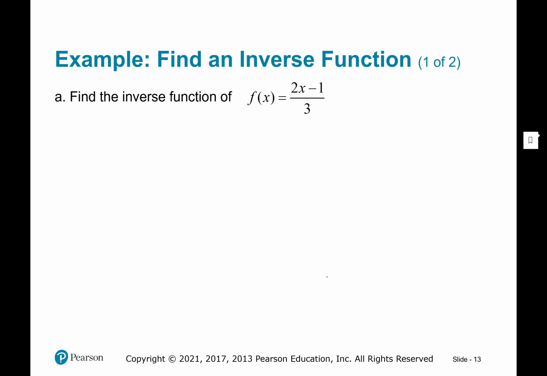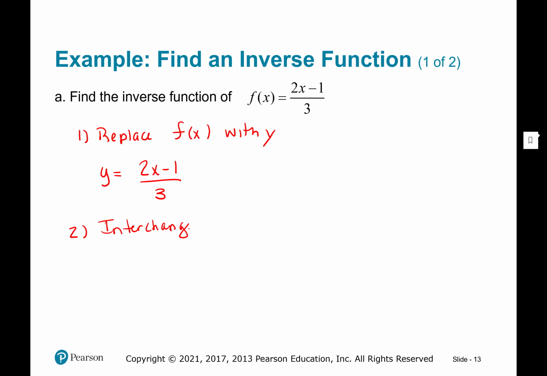So what's the inverse of this function? Step number 1. So we're going to write this as y equals 2x minus 1 over 3. Step number 2, interchange x and y, because that's what an inverse does. So we're going to make the y an x and the x a y. Now solve for y.